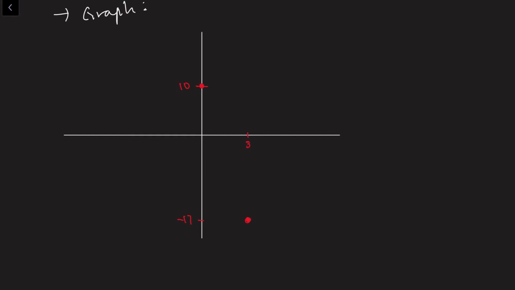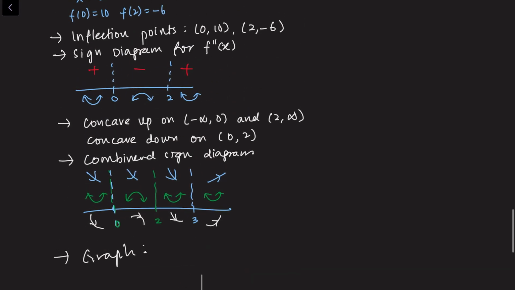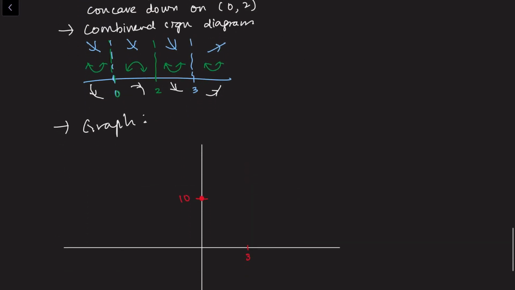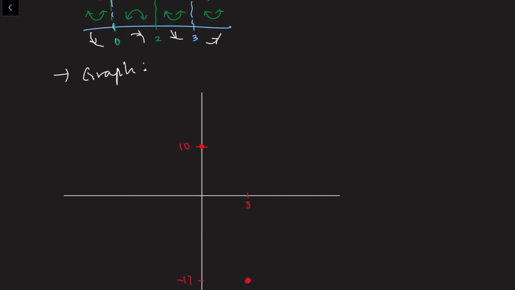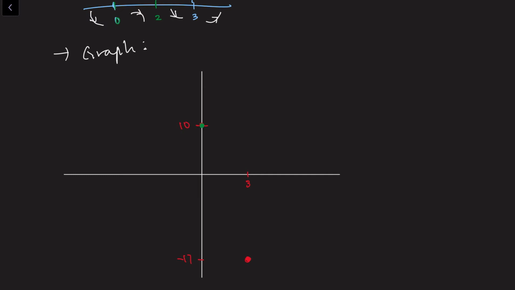Then what about our inflection points? Is 0, 10, and 2, negative 6. So actually kind of overlap. 0, 10, this is also our inflection point, and 2, negative 6. Okay, not drawn to scale, okay? Not drawn to scale.